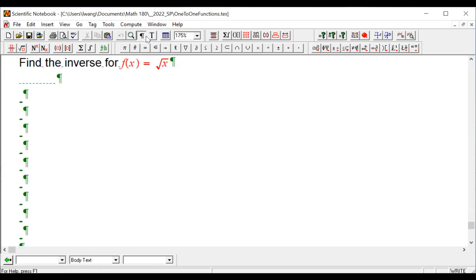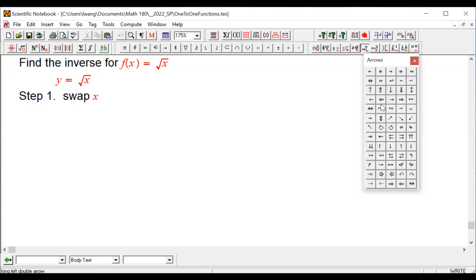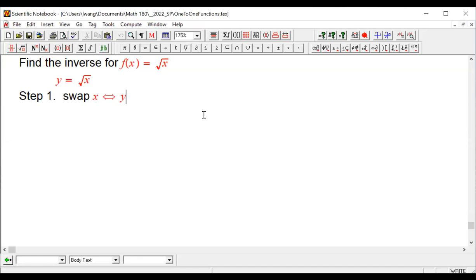Okay, so we make y equals root x, the square root of x. Step one: swap. Swap x and y. Okay, what do we get? The consequence is x equals root of y. That's a consequence of the swap.